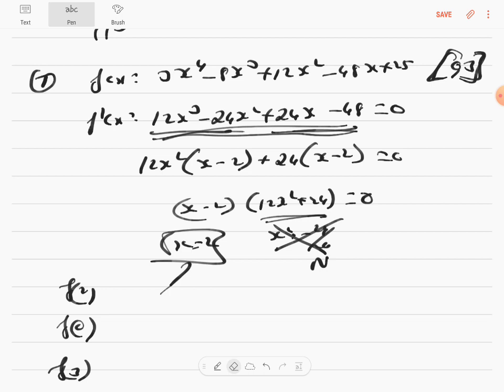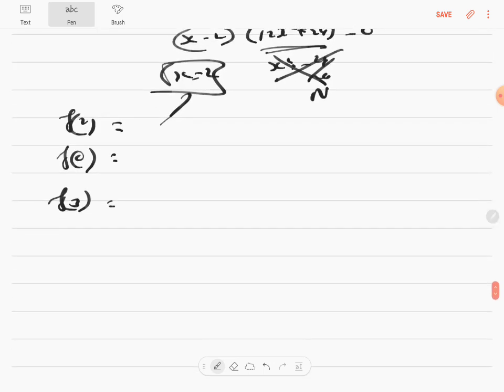So I'm not going to do the sum. You can find f of 2, f of 0 and f of 3 by substituting them all in the question and find which is your maxima and which is your minima. Can I go to the next question?